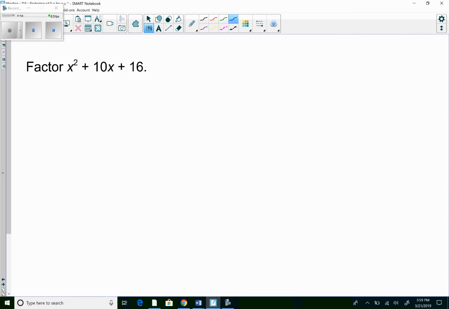Okay, so we are going to start by factoring x squared plus 10x plus 16. Here is the basic template of how you guys are going to start by looking at these. Eventually, you're just going to be able to look and know, but to start off with, I strongly encourage you guys to find your factors of 16. Okay, so we've got 1 and 16, 2 and 8 is our other factor, and then our last one is going to be 4 and 4.